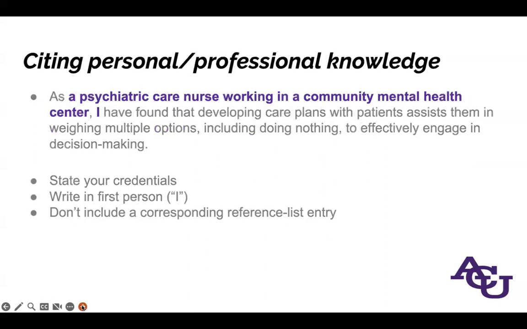Citing personal or professional knowledge differs from citing personal communications. To cite personal or professional knowledge, you'll be referring to yourself with first-person pronouns, such as I, me, my, and you might refer to your credibility about the topic that you're discussing. So we have an example here to illustrate this. As a psychiatric care nurse working in a community mental health center, I have found that developing care plans with patients assists them in weighing multiple options, including doing nothing to effectively engage in decision making.